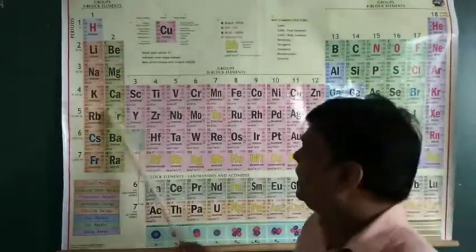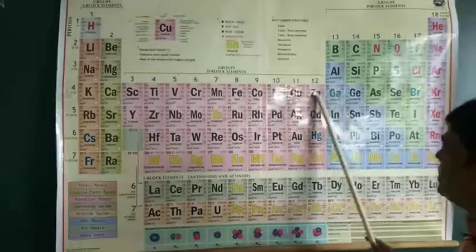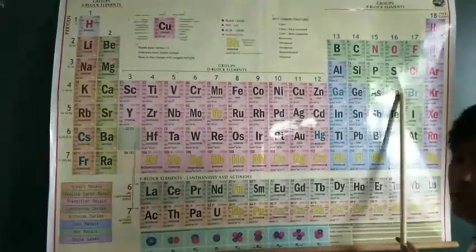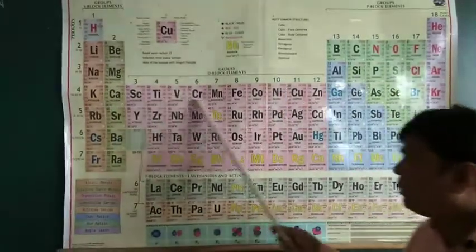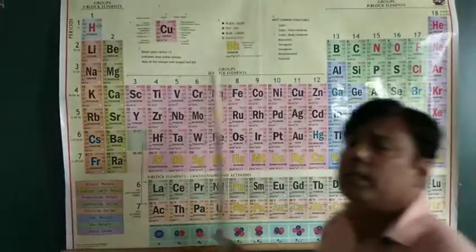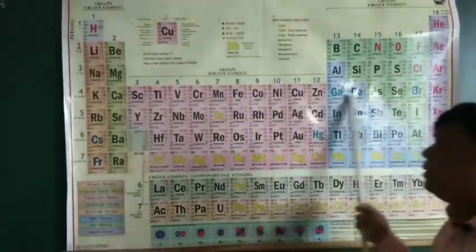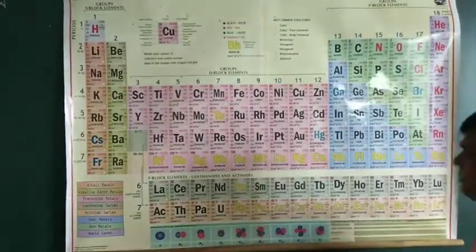Across a period, these are metals, after that metalloid, non-metal. It means non-metallic property increases across a period, or you can say metallic property decreases across a period. Right?